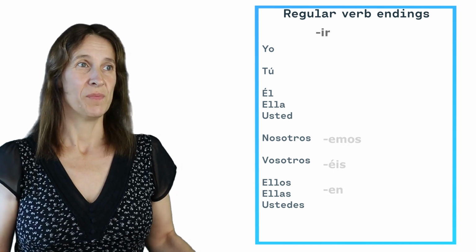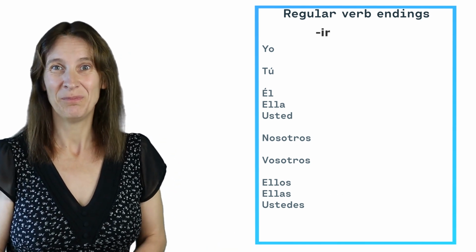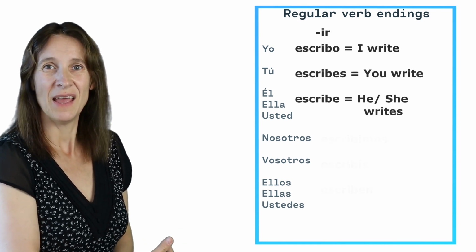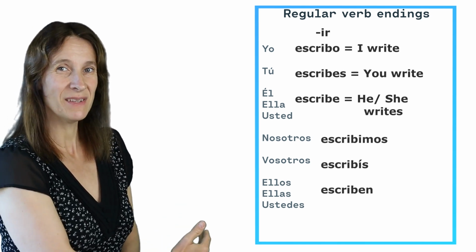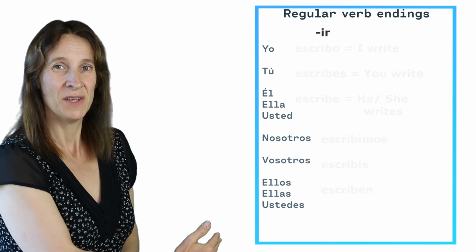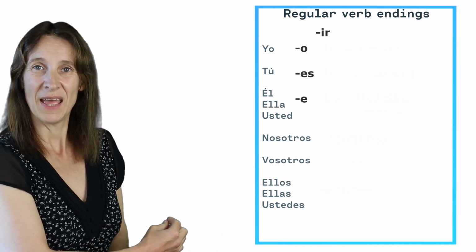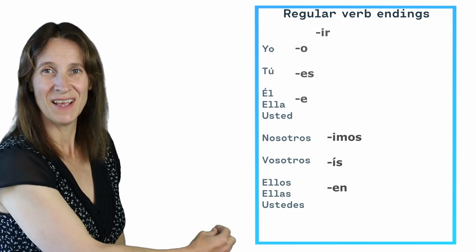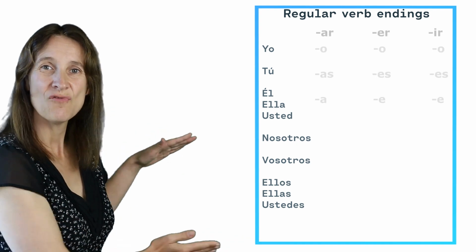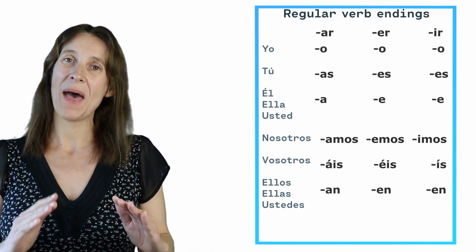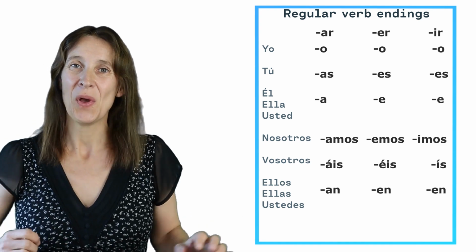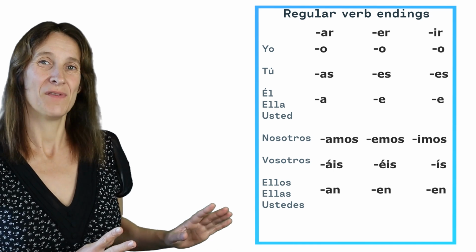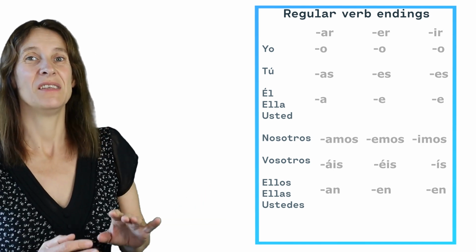And the IR verb, we could have escribir. Escribo, escribes, escribe, escribimos, escribís, escriben. So we have o, es, e, imos, ís, en. Write them out so that you can compare and get used to how the different AR, ER and IR verbs are similar and are different.